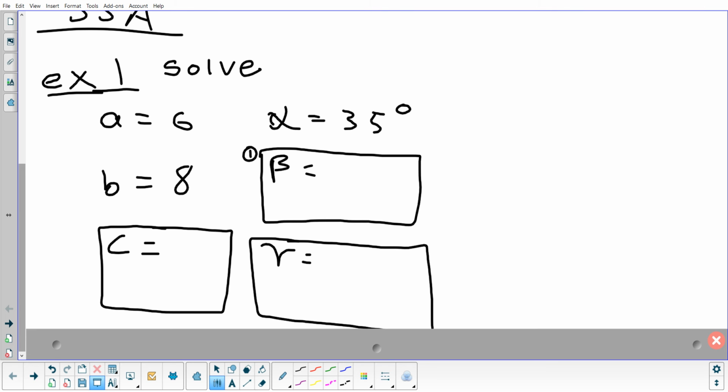Then once you get this angle, then you'll have 2. And once you have 2 angles, then you can add them up and subtract from 180 to get the third one. And then once you finally get the third one, you can figure out this side. So that's the order of things we're going to do. First, do that, second, and do that third. All right, let's start with beta.